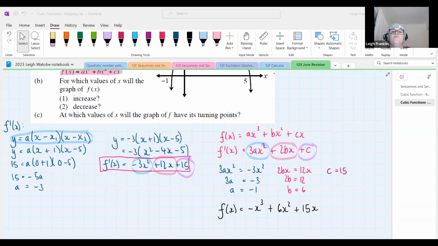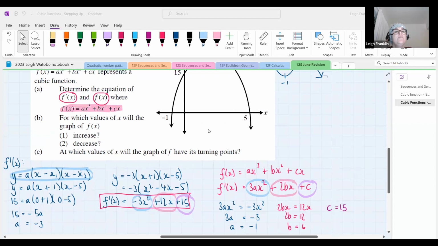Keithlyn, you'd have to show your working. You'd have to show where it comes from, how you got that A was -1 and B was 6 and C was 15. If in doubt, rather just show your working. Always a good idea. So there we've answered the first question.